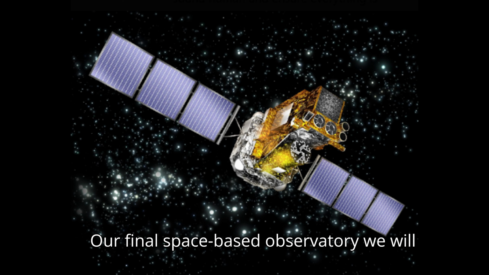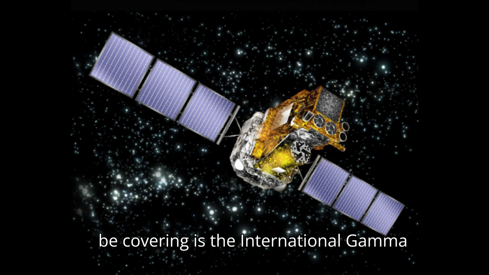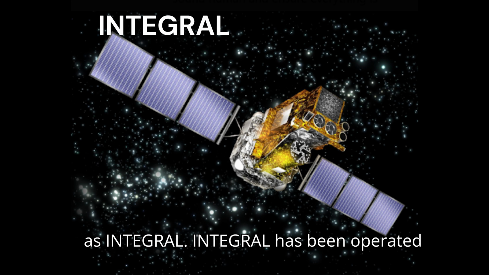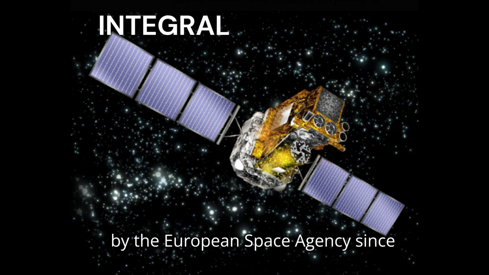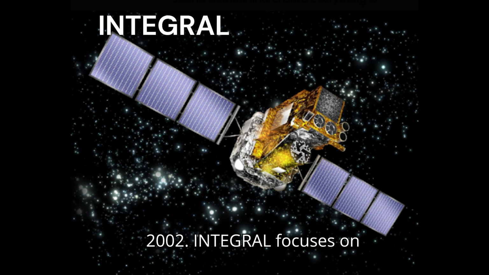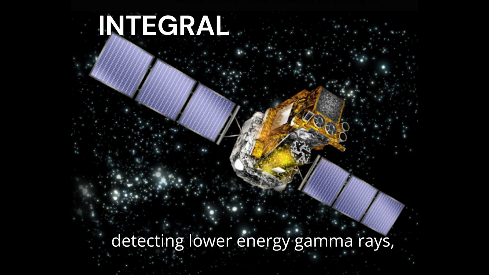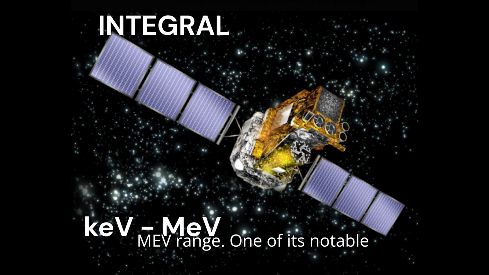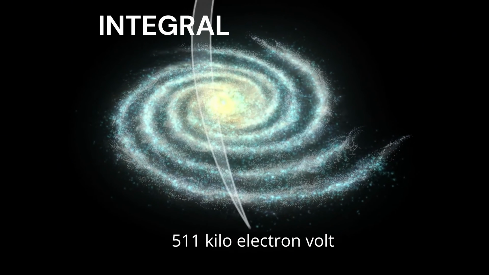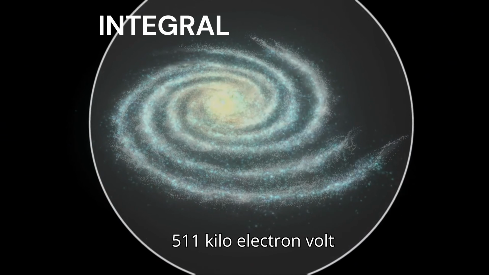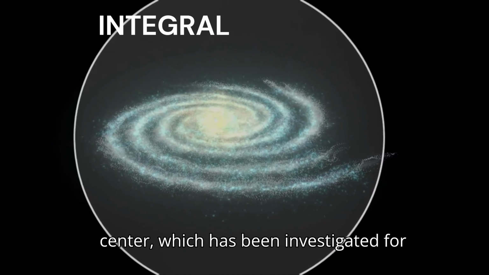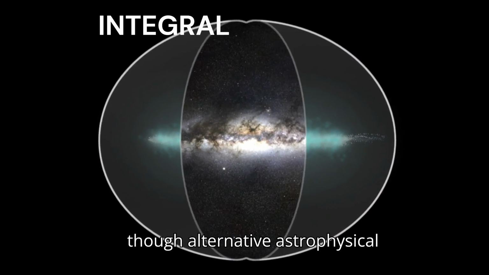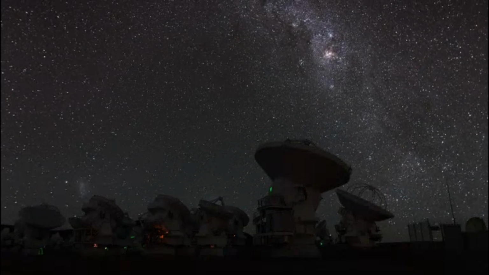Our final space-based observatory we will be covering is the International Gamma-Ray Astrophysics Laboratory, also known as INTEGRAL. INTEGRAL has been operated by the European Space Agency since 2002. INTEGRAL focuses on detecting lower energy gamma rays, specifically in the keV to MeV range. One of its notable detections was a strong 511 keV gamma ray line emitted from the galactic center, which has been investigated for potential links to dark matter decay, though alternative astrophysical explanations exist.